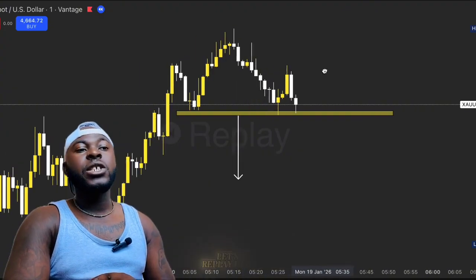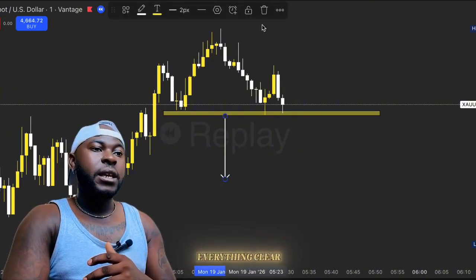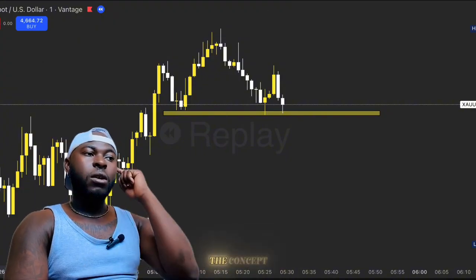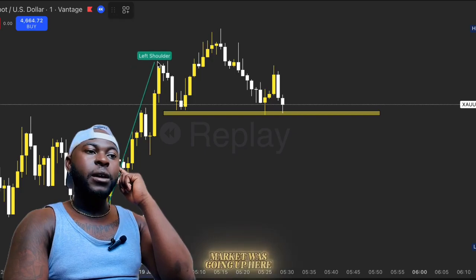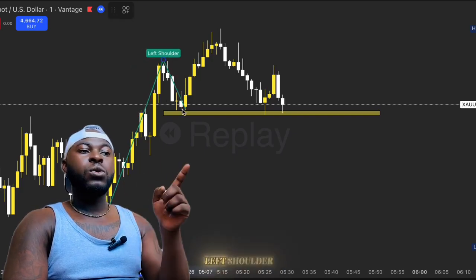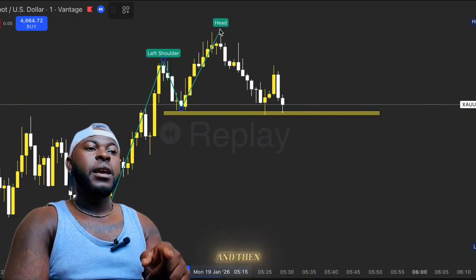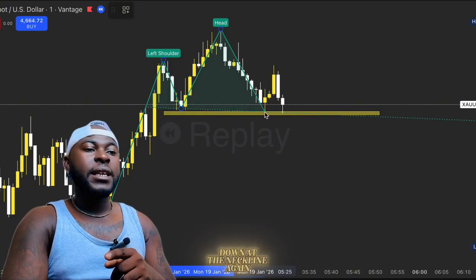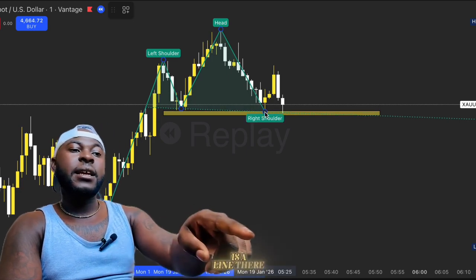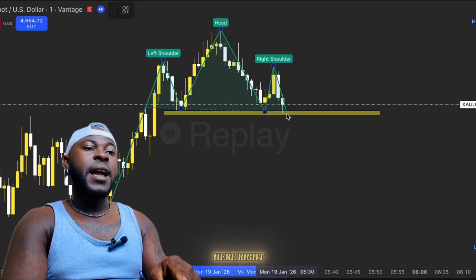So now let's just replay here and see what is happening so that I can make everything clear to you. But now you already see the concept, you already understand what is head and shoulder. As you can see, the market was going up here and then came down from the left shoulder and formed the neckline, and then went up and formed the head, and it came down at the neckline again. As you can see, there is a line there, and then it went up and formed the second shoulder, and now the market is here, right at the neckline.